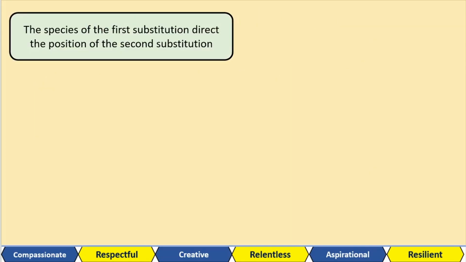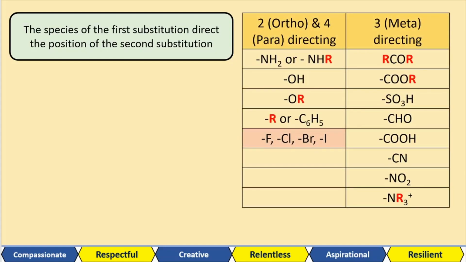When we're actually making organic compounds, that means that when we put the first substituent on our benzene ring, that substituent, depending on what it is, can direct the position of the second substituent. And I've got this table here that tells you the different directing groups. The first column, we've got the 2, 4, the ortho and para directing groups. So if you put an amine group on your benzene ring to make phenylamine, and you try to substitute another group onto it, that group is either going to go on the 2 position or the 4 position. I hope that makes sense.